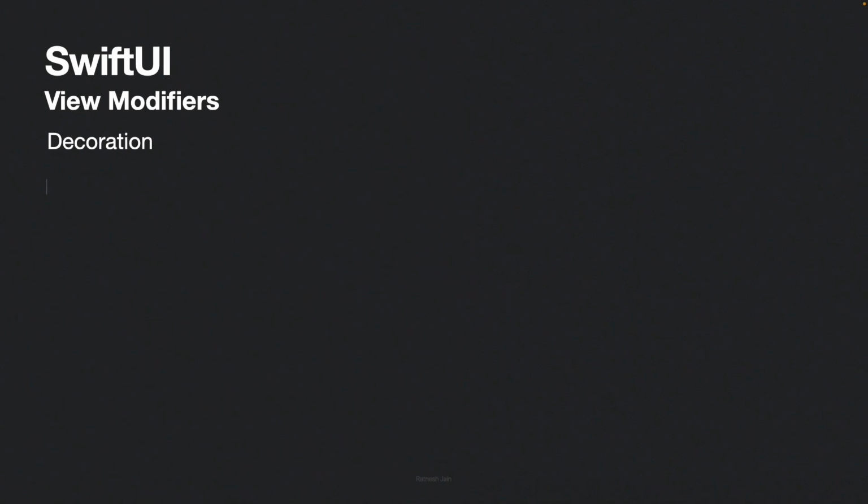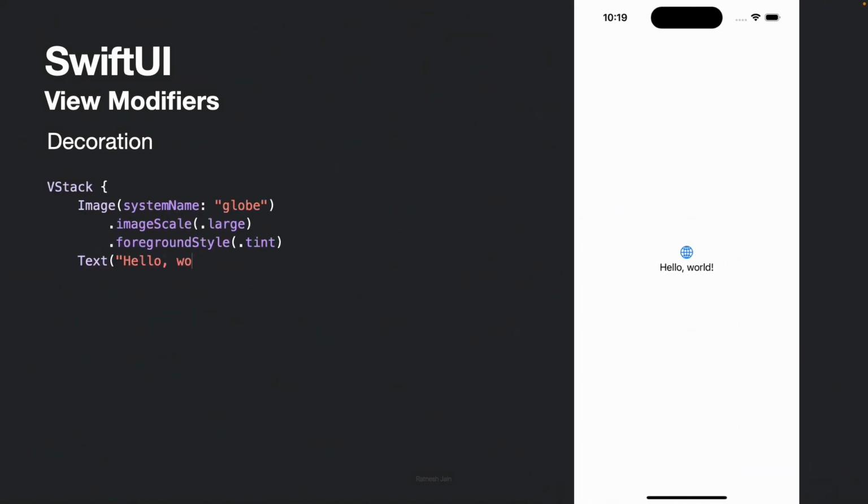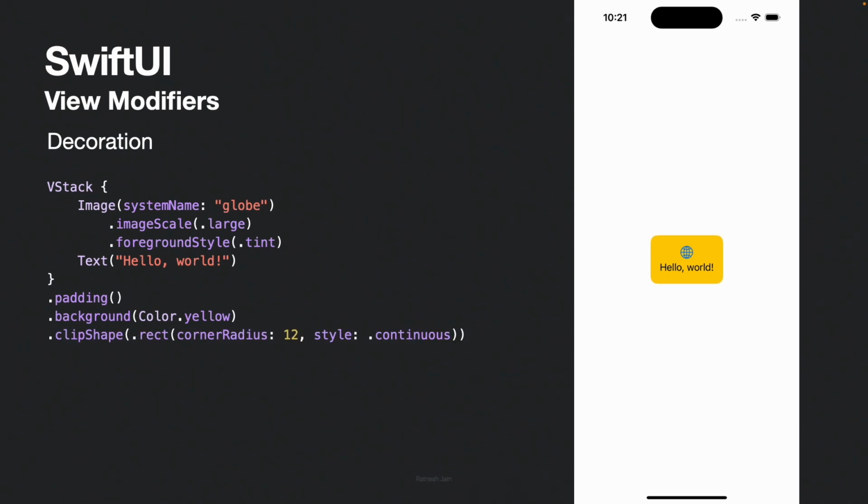So we can also classify view modifiers like this. One is for decoration. We have this VStack in which we have the image and text. We can apply the padding, we can apply the background color, and we can apply the clipping shape for that background. So this is decorating the view, like background and clipping shape. These modifiers are of the decoration type.